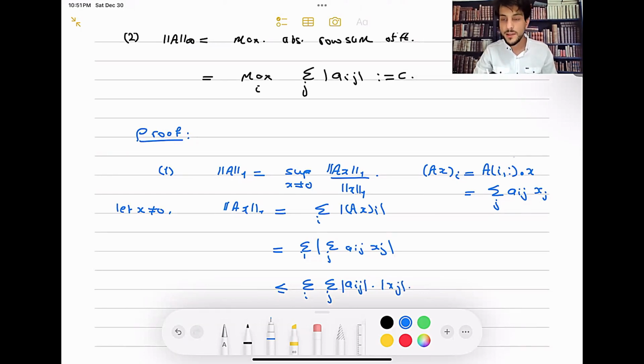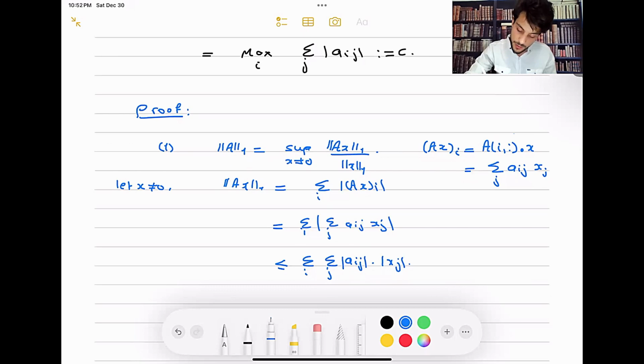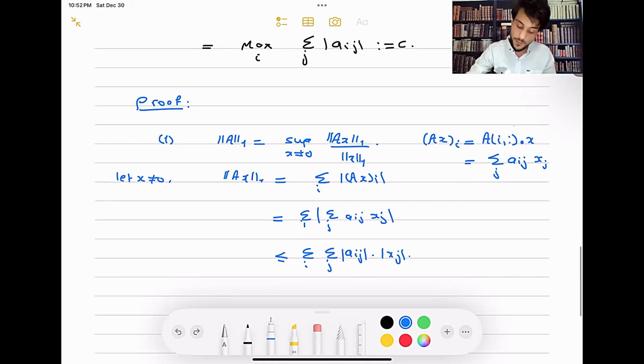Okay, now let's recall what the goal is. The goal is to prove that this is less than or equal to B times the one norm of x. So we want the one norm of x to appear. What's the one norm of x? It's the sum of its entries in absolute value. So let's see what the ugly term here is. The ugly term is this thing, because if I didn't have this one, we would have just had the norm of x, right? So we're going to try to isolate the x_j. Let's see how we can do that.